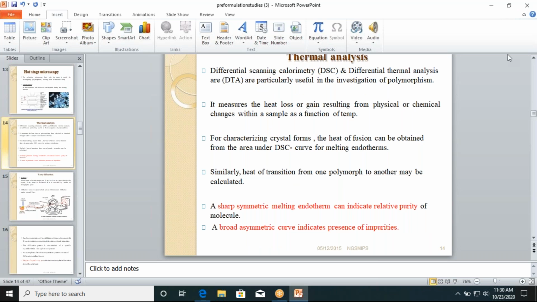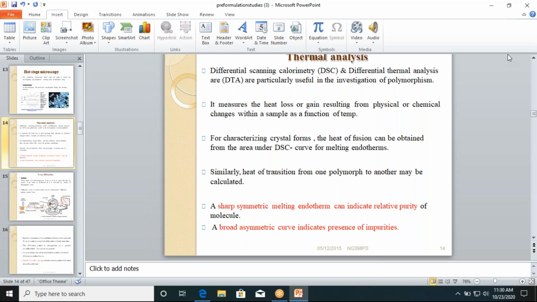So next one is thermal analysis. How will you do the thermal analysis? You will use differential scanning calorimetry and differential thermal analysis methods for investigation of polymorphism. In this thermal analysis, you will measure the heat loss or heat gain resulting from physical or chemical changes within the sample. So when you are increasing the temperature, whether a particular compound has gained heat or is losing heat. You will measure the heat loss or gain during the physical and chemical changes.